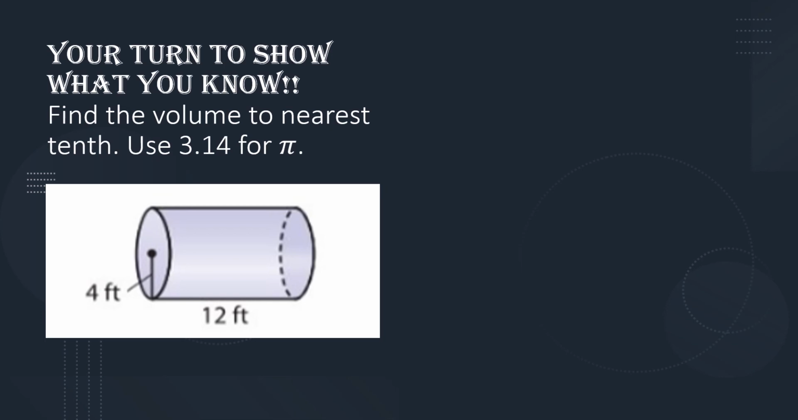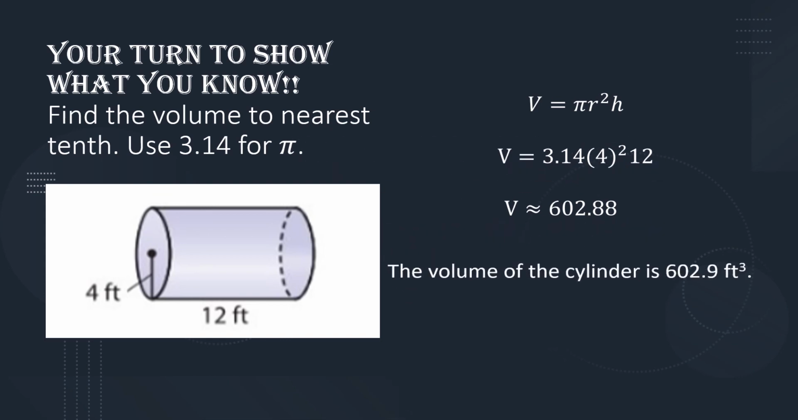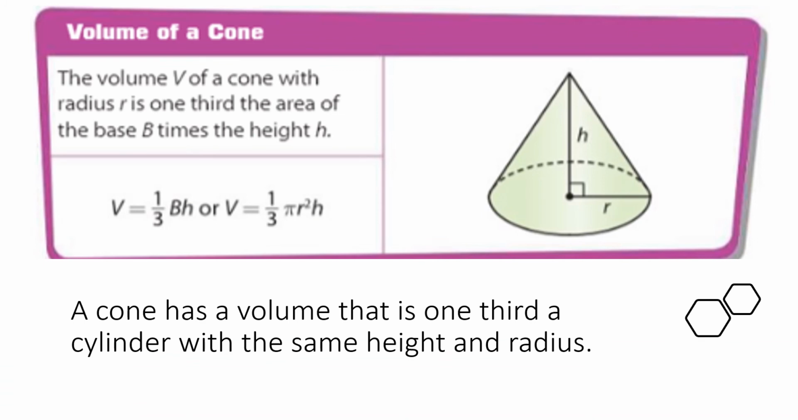Okay, so hopefully you used volume equals pi r squared times h. We're going to sub in 4 for our radius, 12 for our height. We're going to use 3.14 for pi. When we multiply those together, we get 602.88. And now we're going to round to the nearest tenth, bringing the volume of this cylinder to about 602.9 feet cubed.